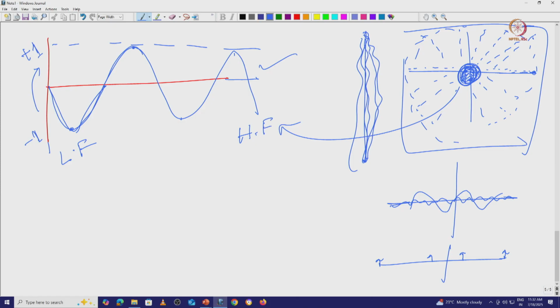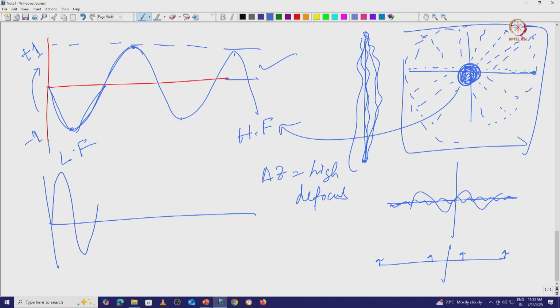Okay. When we are using different defocus values, what is going to happen at different defocus values? When we are using a very high delta z value, very high defocus, the signal will start going down. Why is the signal reducing like that? This is called the envelope function. I am going to talk about that.